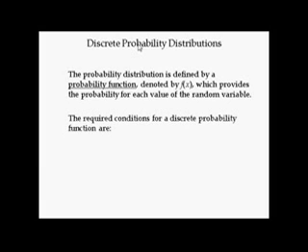The required conditions for a discrete probability function are identical to properties of relative frequencies, which include f of x is greater than or equal to 0. This is similar to the fact that relative frequencies are between 0 and 1. Summing up f of x for all values of random variable x equals 1. This is similar to the fact that the relative frequencies add up to 1.